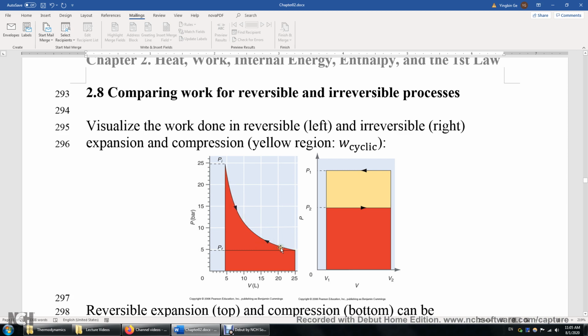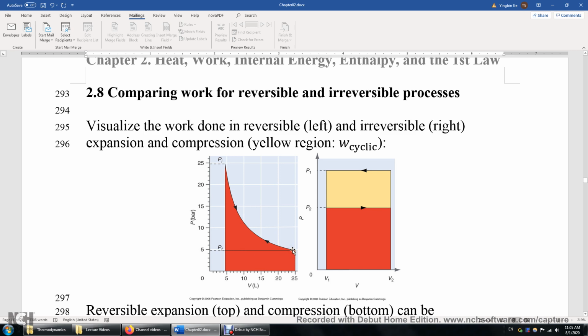When the system expands reversibly, P external equals P. So you're looking at the expansion here. The red area is the absolute value of the expansion work.